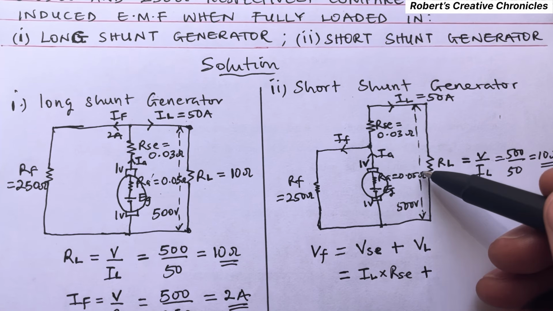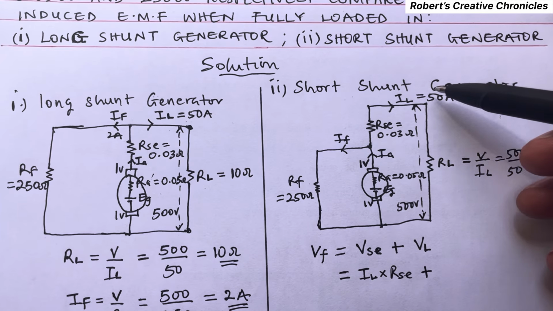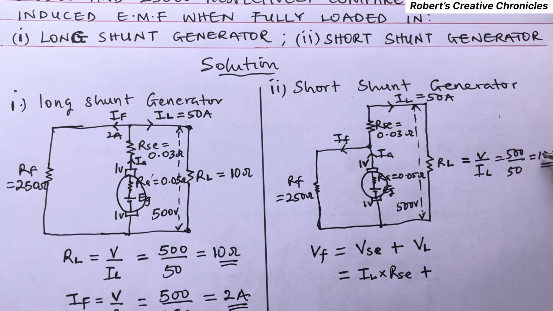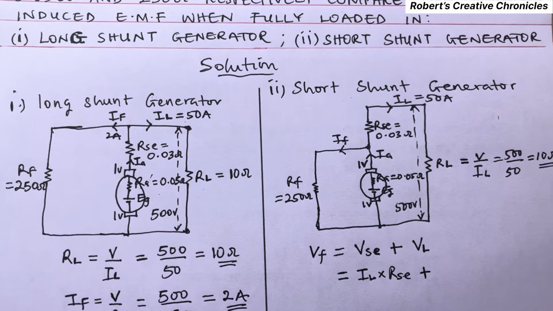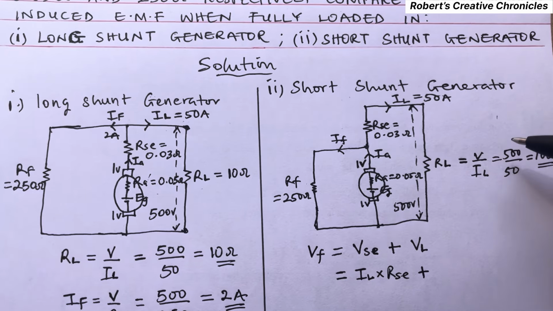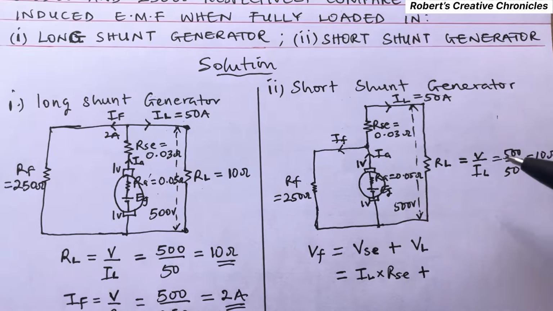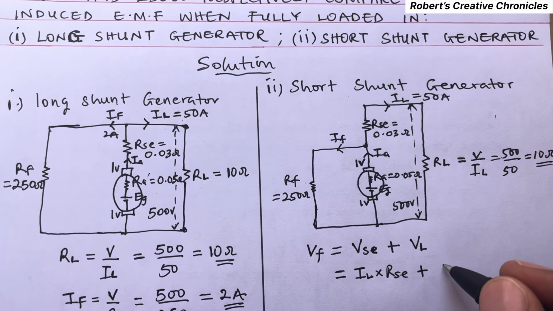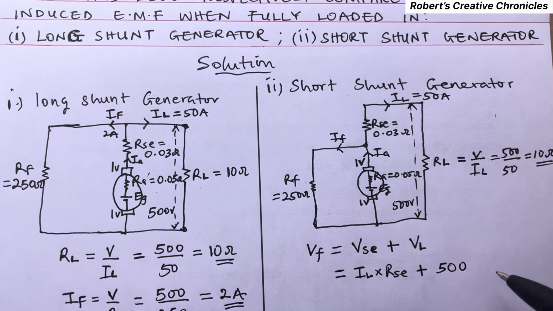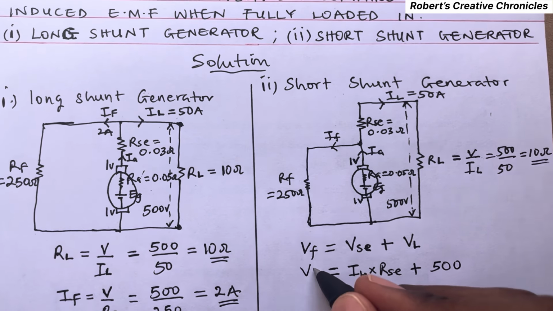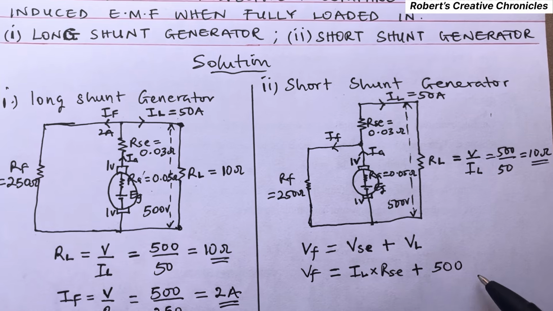The voltage here is already 500, because 50 times 10 is 500. So this 50 times 0.03 will give us the voltage here. So this one is automatically 500. So VF is equal to this plus this.